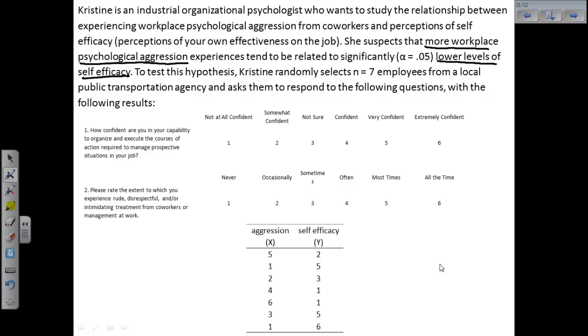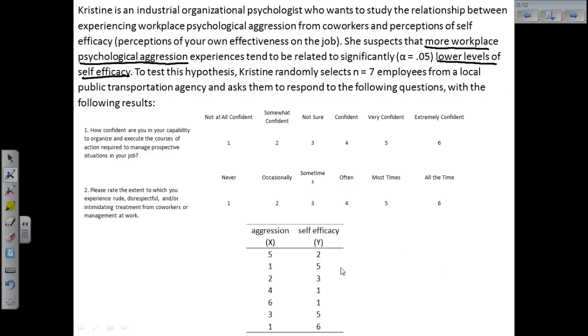So think about it for a second. Are we expecting just a relationship, a positive relationship, or a negative relationship? So hopefully you've come to the conclusion that we're looking at a negative relationship. As X increases, workplace aggression, Y tends to decrease, self-efficacy.